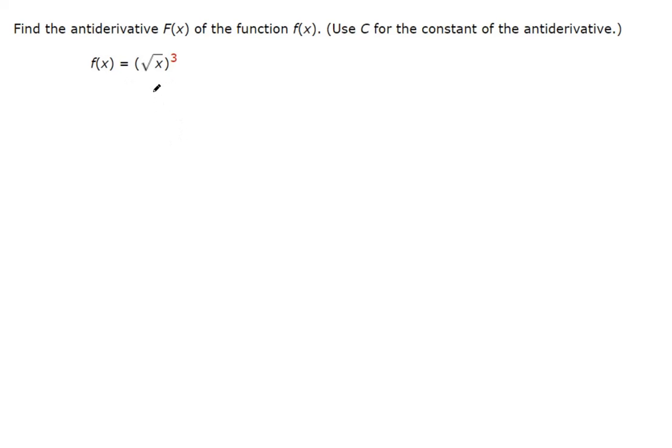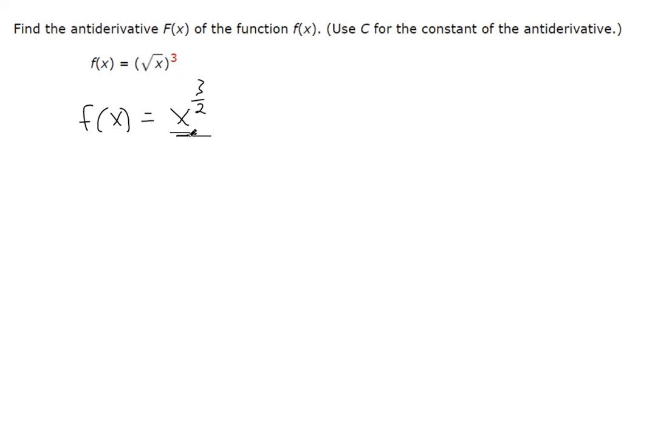So before we try to find the antiderivative, we can think about how we could rewrite this algebraically. This is the same thing because powers on top of powers multiply. This is x to the 3/2 power. A square root is a 1/2 power, and so you have 3 on top of a 1/2 power. 3 times 1/2 makes 3/2.